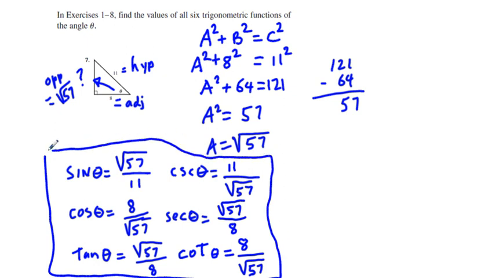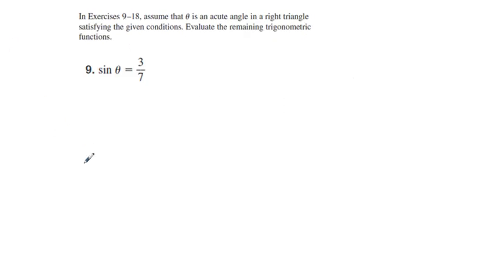Okay, next odd number problem, 9. And we're talking about a new set here. In exercises 9 through 18, assume that theta is an acute angle in a right triangle satisfying the given conditions. Evaluate the remaining trigonometric functions. So in this case, we have sine theta equals 3 over 7. And the sine is going to be equal to our opposite over our hypotenuse.